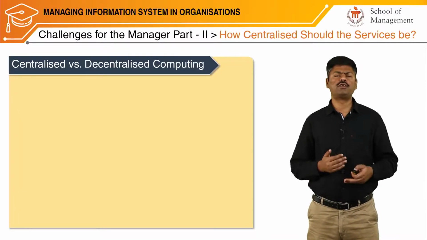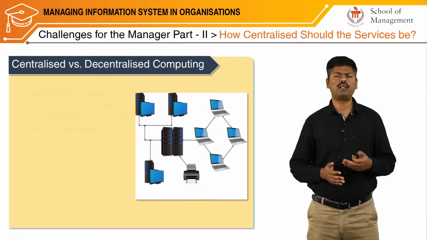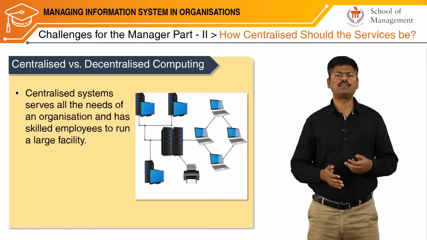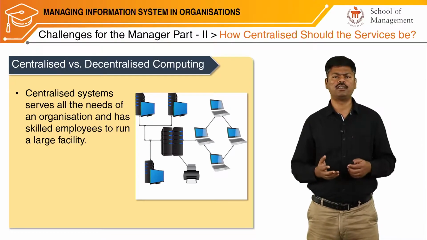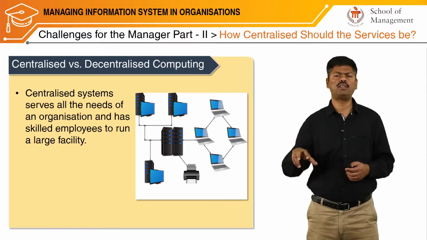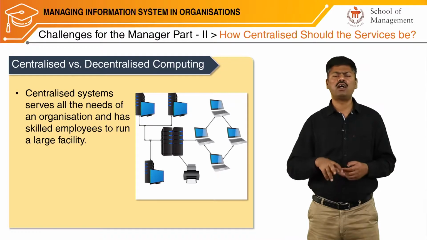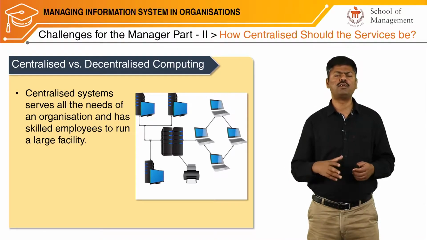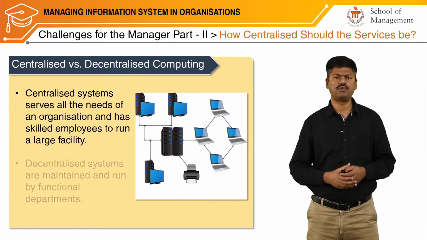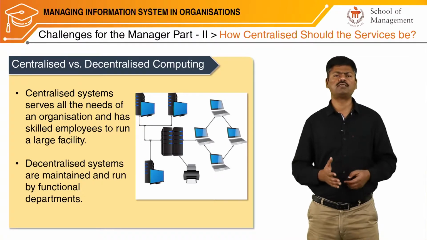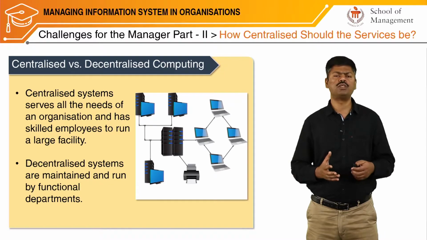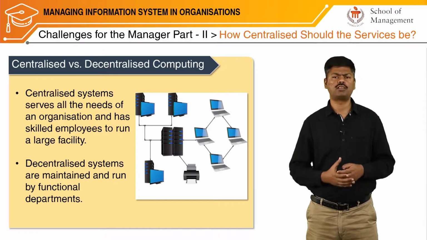So, you start with centralized vis-a-vis decentralized computing, and we'll find out that centralized systems serve the needs of an organization and have skilled employees to run a large facility. Therefore, there is one central server, and connected to the central server, there are multiple workstations and other computing devices like printers and output devices. In decentralized systems, these are maintained and run by functional departments, which do not have direct communication among themselves.